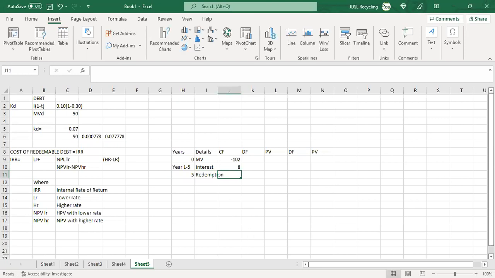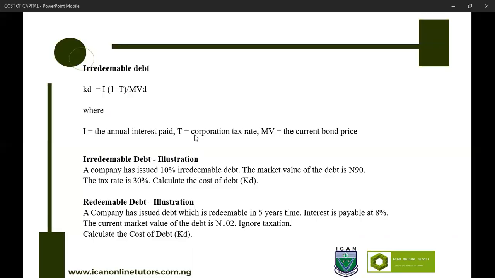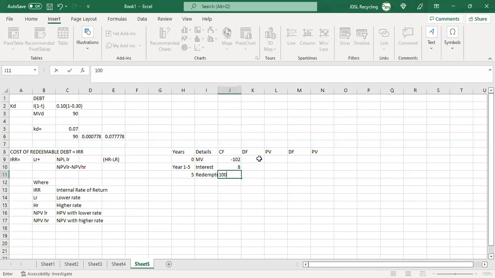And we can redeem debt at either par, premium, or discount. It is not stated here how to redeem this debt, whether at par, at premium, or discount. But since we are not given, that means this will be redeemed at par. And the par value of a debt is usually 100. Are we following? Yes. All right. Now, the redemption will be 100.